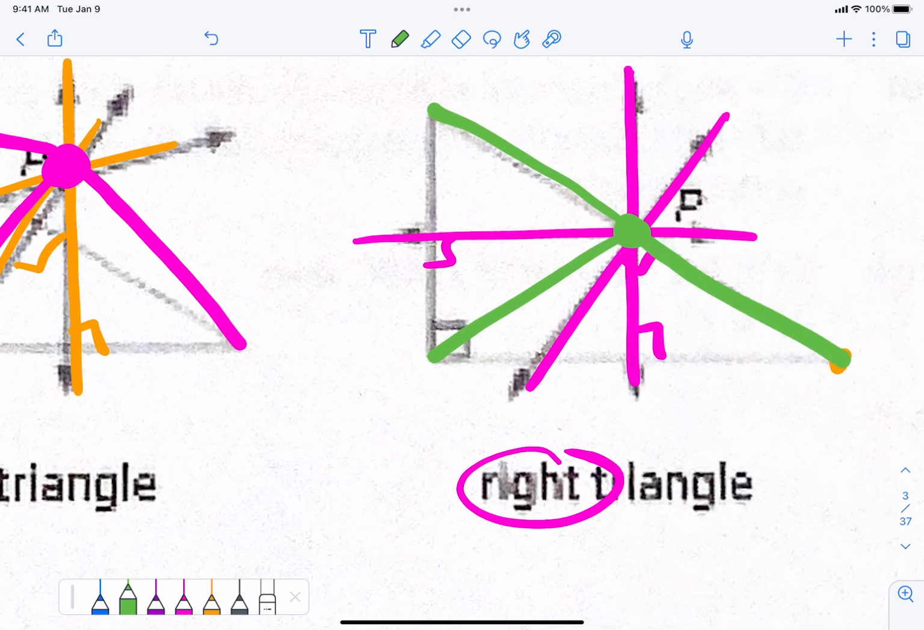So your circumcenter won't always be in the middle. Don't get confused if that happens, right? It's because it's obtuse or right that it's throwing everything off, okay?